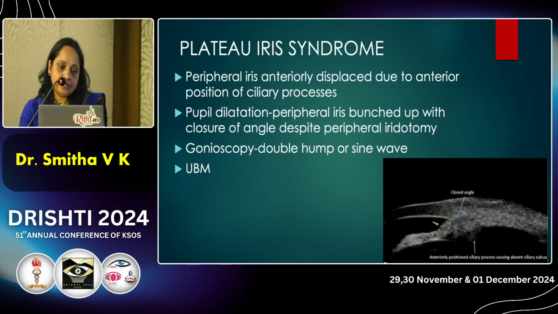Plateau iris syndrome usually occurs in young people. If the patient gets acute attacks even after laser PI, then you have to suspect plateau iris syndrome. Here the anteriorly positioned ciliary processes push the peripheral iris anteriorly, and it gets bunched up and leads to closure of the angle. Gonioscopy shows a double hump or sine wave sign, and UBM is confirmatory.